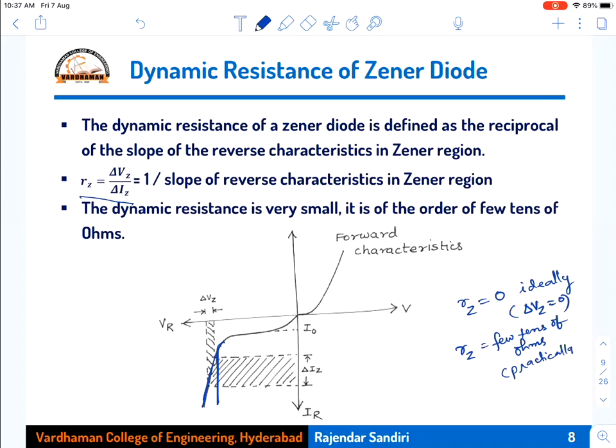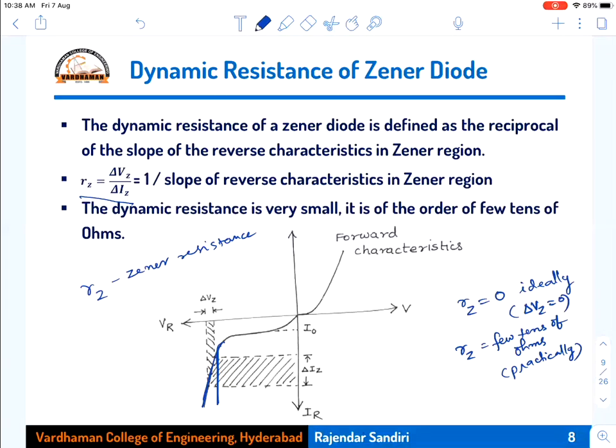Okay, so this is also called Zener resistance. That's why it is represented with Rz. Rz is Zener resistance. So Zener resistance is the reciprocal of the slope of the Zener characteristics, and this value is very, very small. Ideally it is 0, practically it is a few tens of ohms. Okay, so this is about the dynamic resistance.